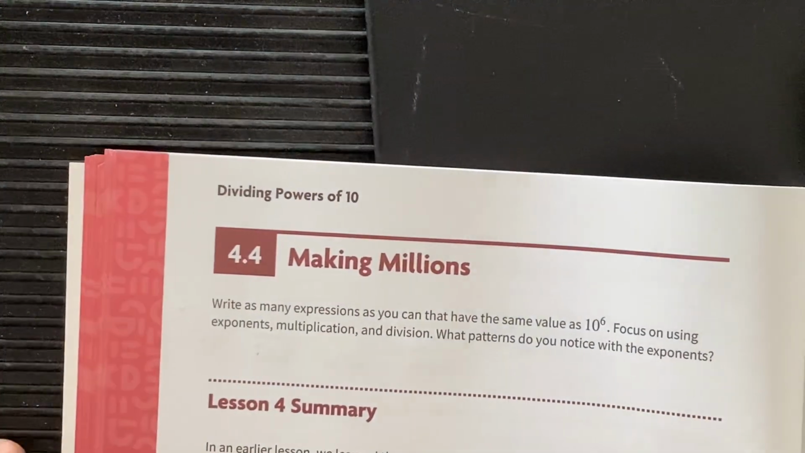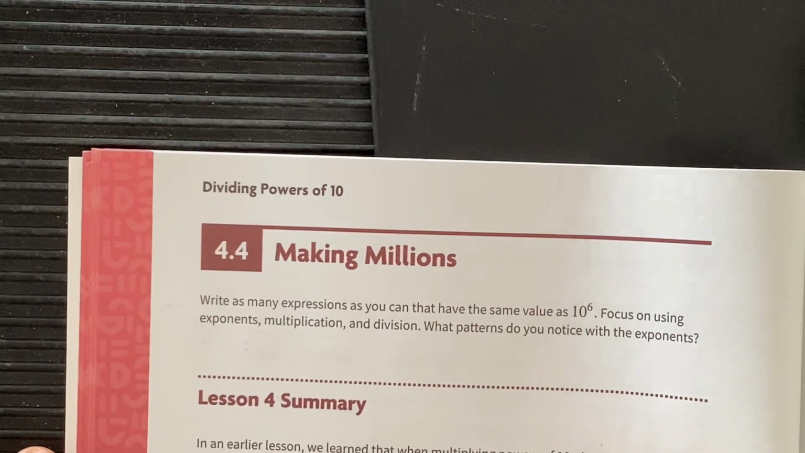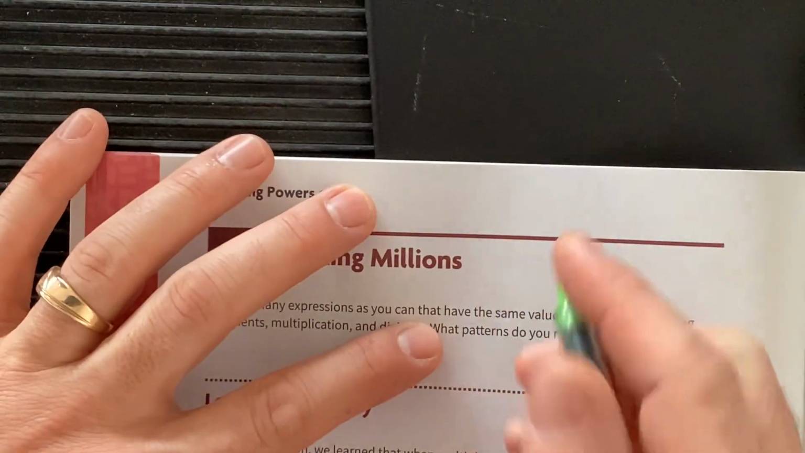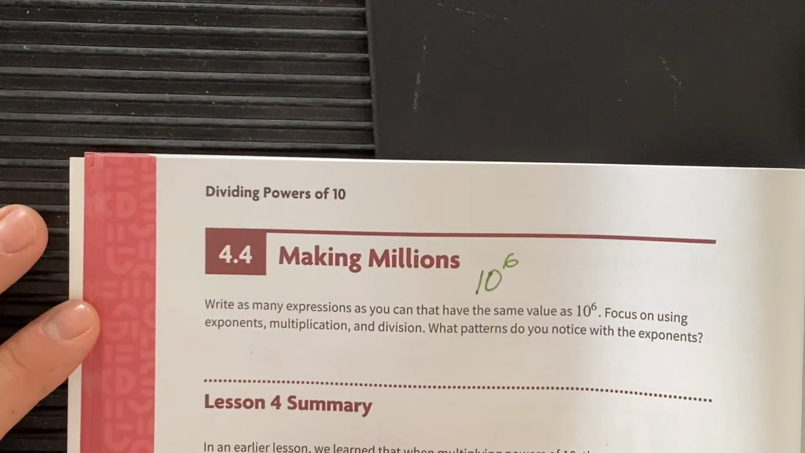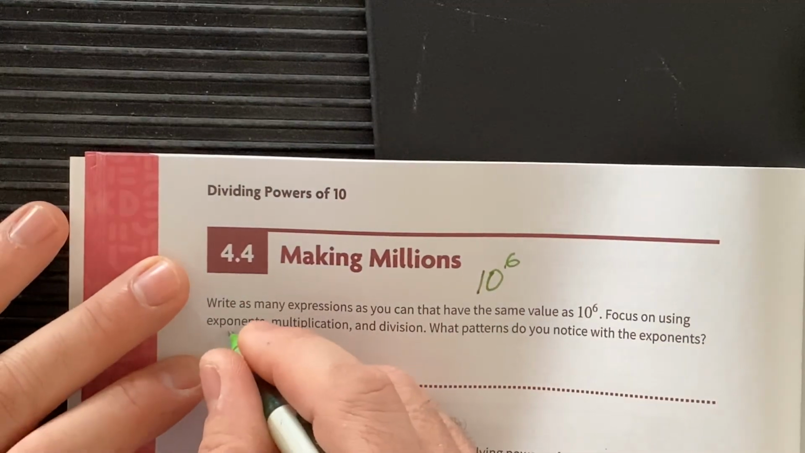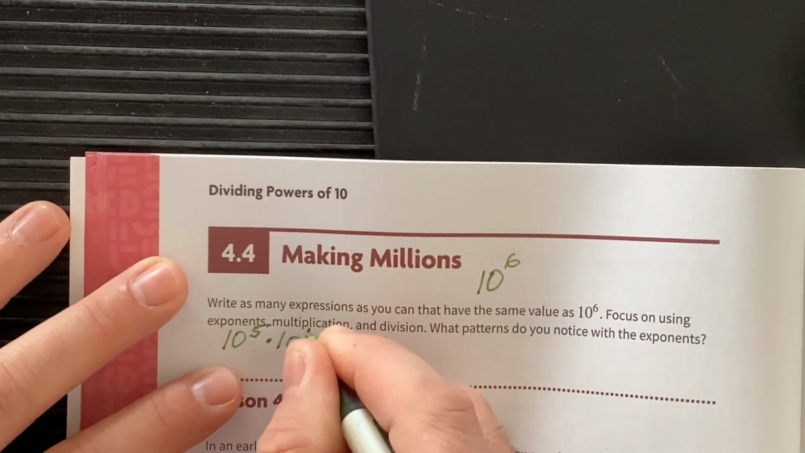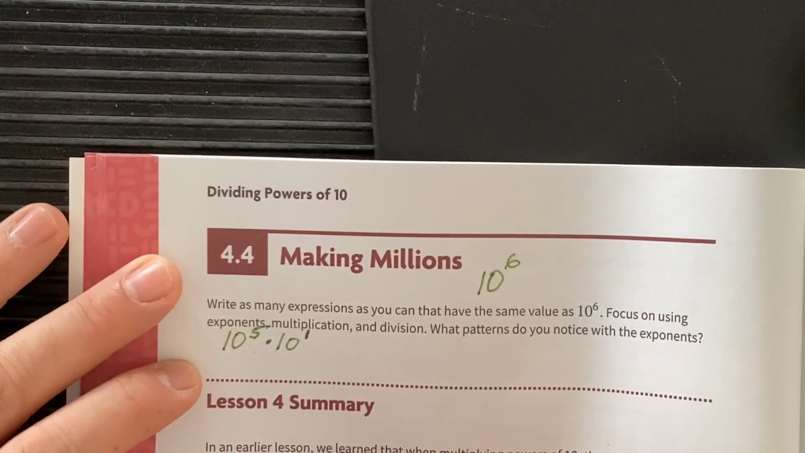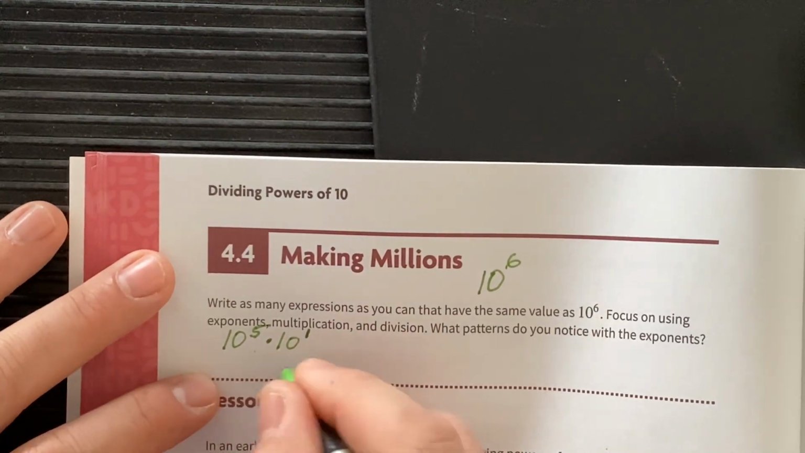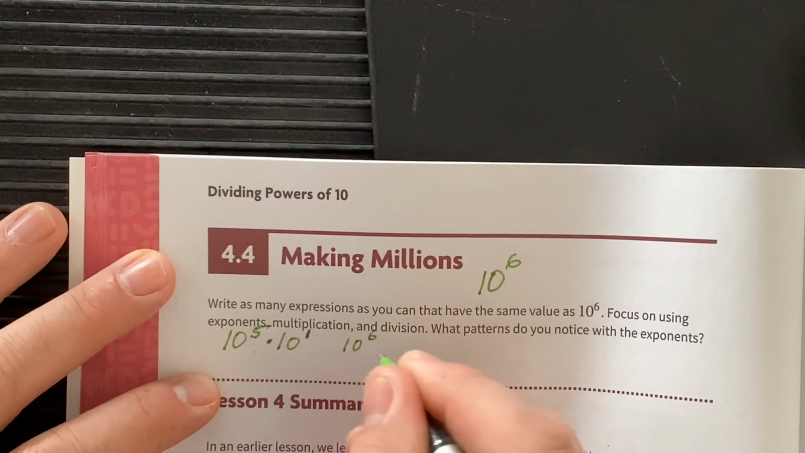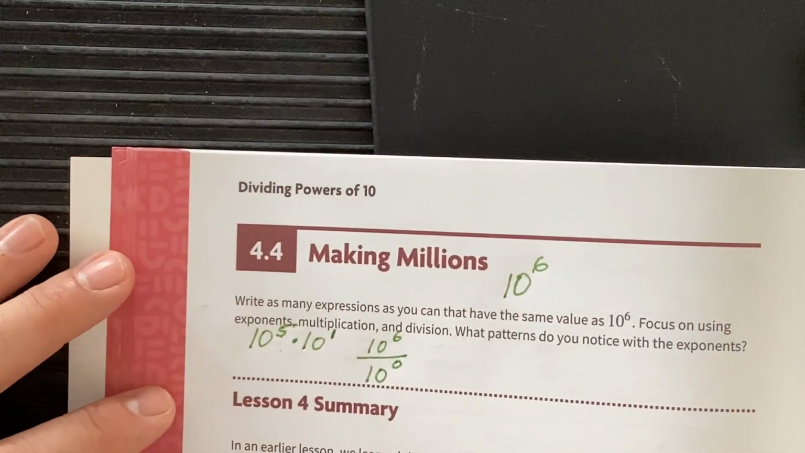You had one similar to this on your homework today. Write as many expressions as you can that have the same value as 10 to the 6th. Okay, I'll give you a couple. 10 to the 5th times 10 to the 1st. That would give me 10 to the 6th. I could do 10 to the 6th divided by 10 to the 0. That would give me 10 to the 6th.